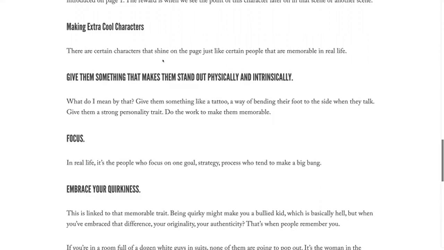I mean, give them something like a tattoo, a way of bending their foot to the side when they talk. Give them a strong personality trait. Do the work to make them memorable. Two, focus. In real life, it's the people who focus on one goal, strategy, or process who tend to make a big bang. Do that with your characters too.